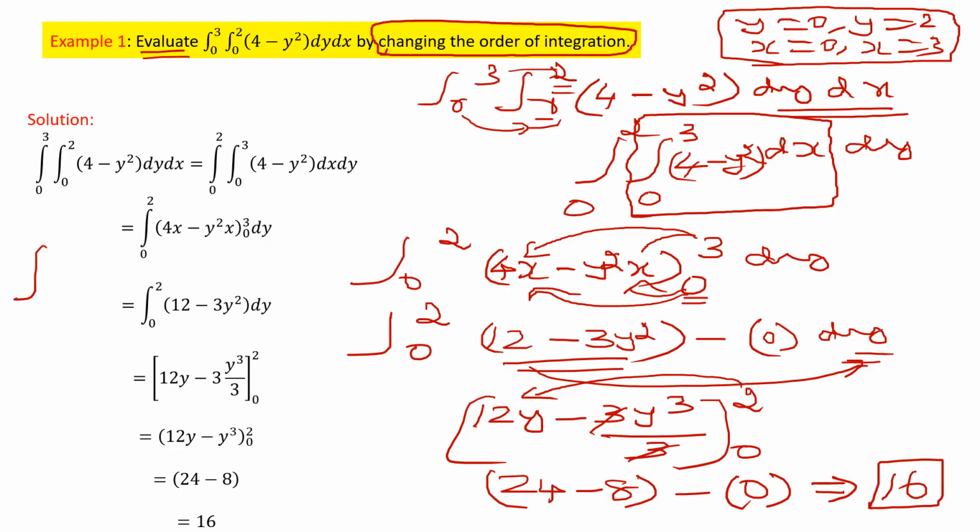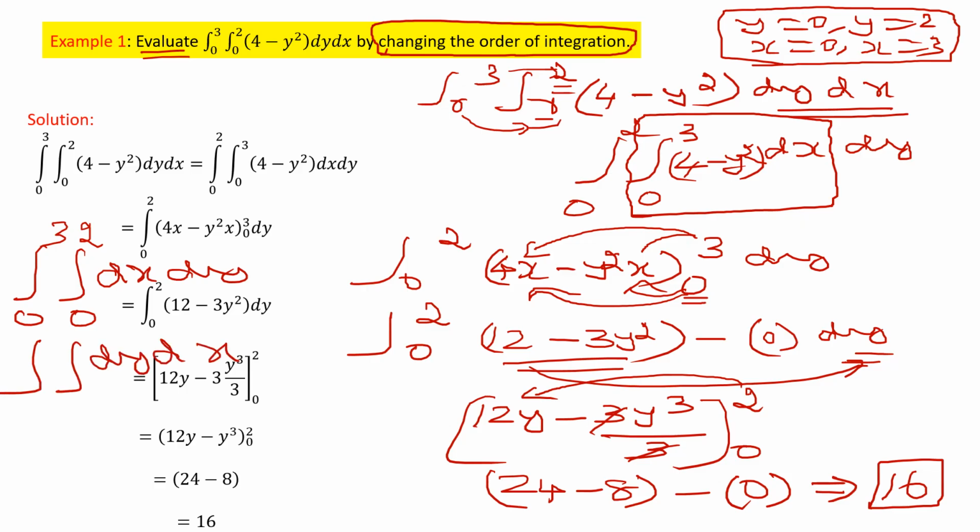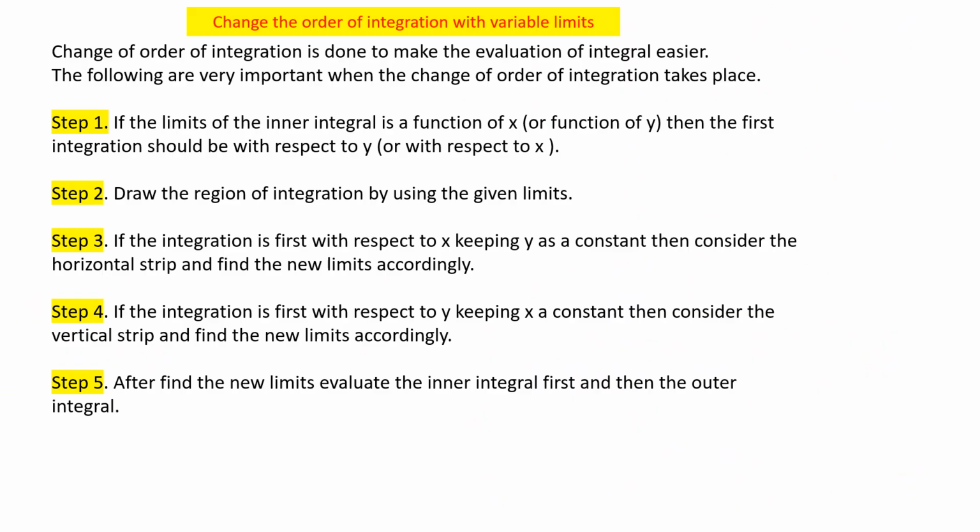So remember, when I have two constant limits like this, then if I change the order, for example, if the question is dx dy, you will change it into dy dx. At the same time, change these two limits to the outer side, change these two limits to the inner side. Remember, no need to change the function. So this is how we perform change of order of integration using all the four limits in terms of constants.